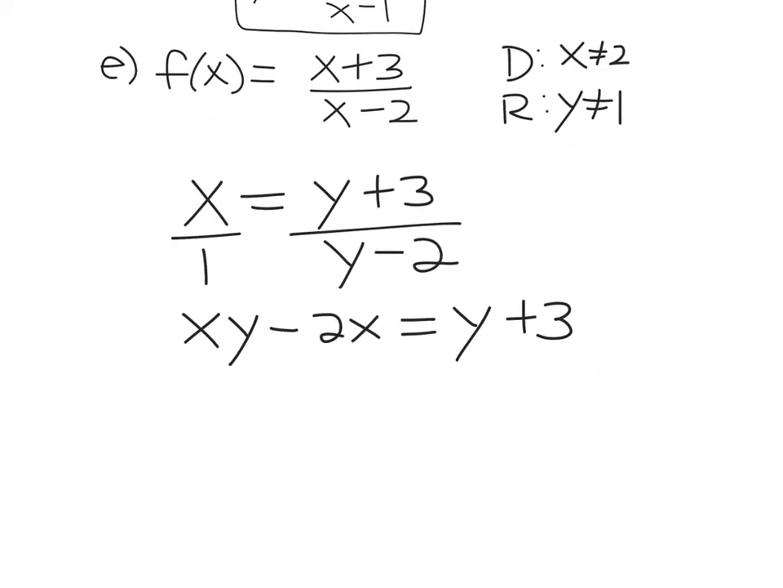Now in this step right here, you want to get all your y's to one side, everybody else to the other side. So let's subtract y, so xy minus y, and let's bring that 2x to the other side. Add 2x over and you get 2x plus 3.